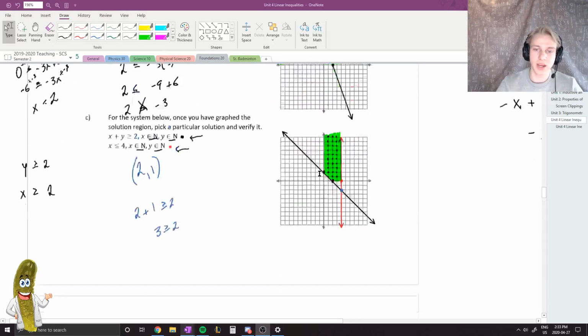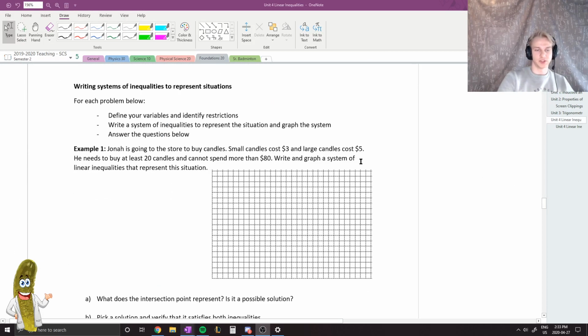Here's the second recording. And in this second recording, what we'll do is go through and write these systems of inequalities. So now we're being given word problems.